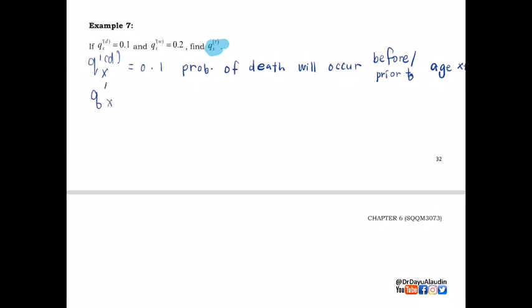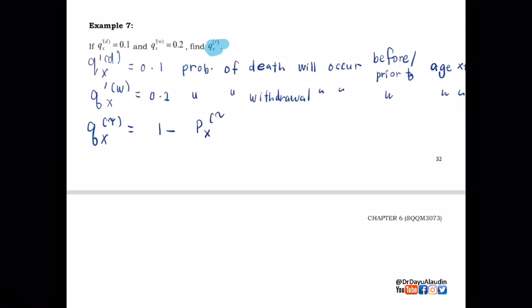So Qx prime for W is equal to 0.2, meaning that the probability of withdrawal will occur before or prior to age x plus 1. So Qx tau, how to find the Qx tau? Qx tau is equal to 1 minus Px tau. So this is for one interval.